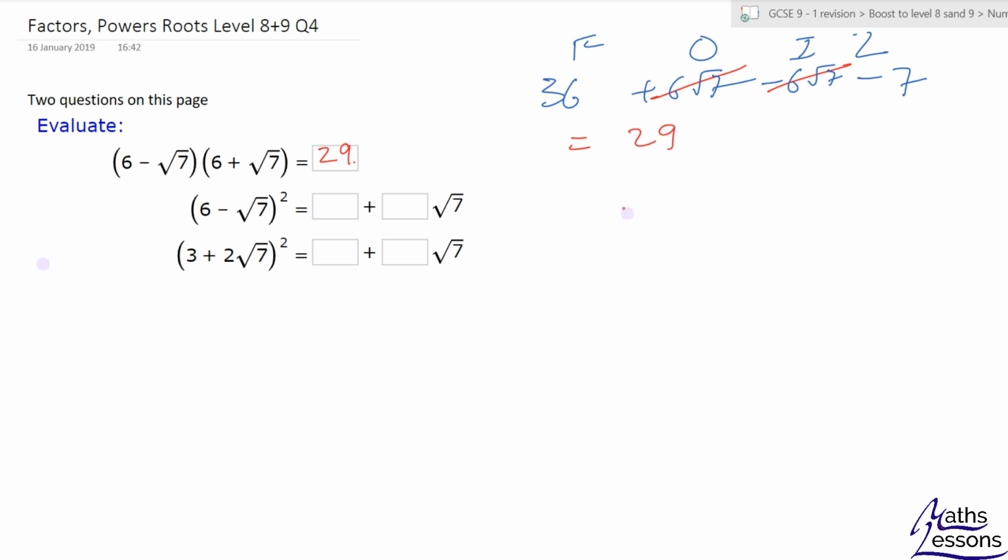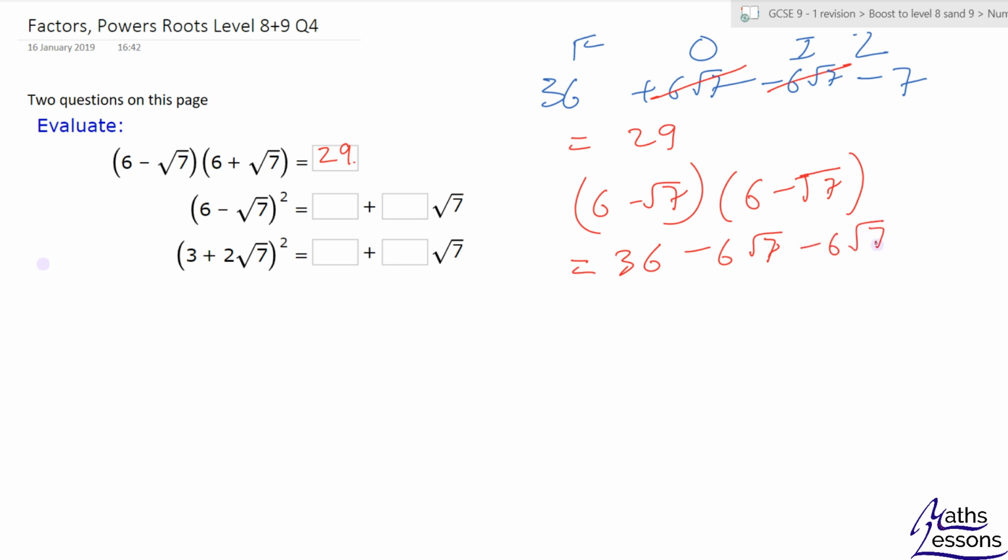6 minus root 7 squared. You should remember, common mistake is to forget that this means this times itself, and to just do 6 squared minus 7 squared, which is not correct. So we multiply that out. 6 times 6 is 36. Outers, 6 times another minus root 7, minus 6 root 7. Inners, times those together gives you another minus 6 root 7.